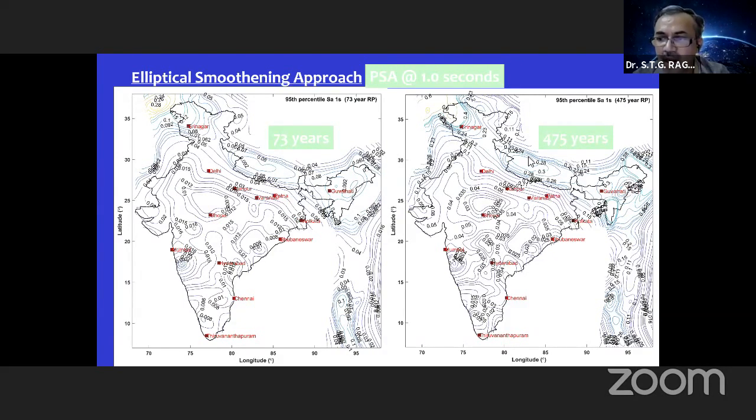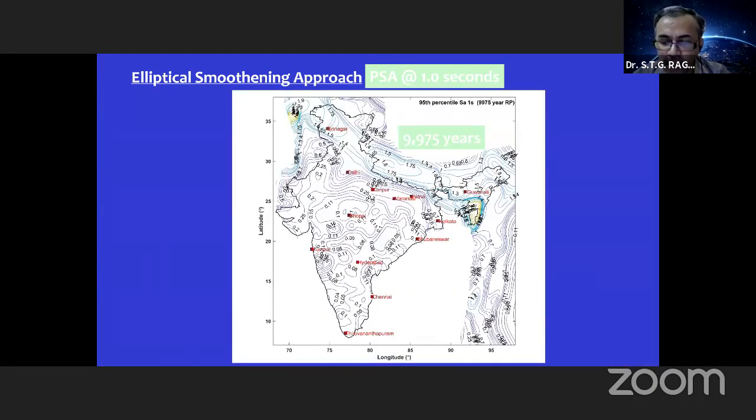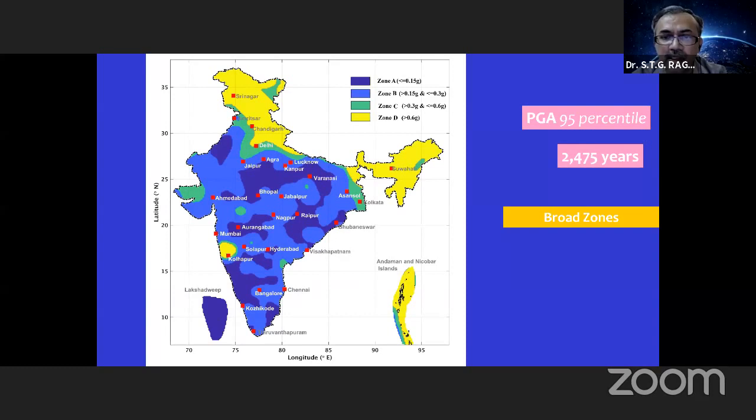So you can see at 500 years in the Himalayas, this number turns out to be 0.3 times gravity. Now similarly for 2475, 4975, and then the 10,000 years also. So we are providing you the values, and these values can be directly used in performance-based seismic design.